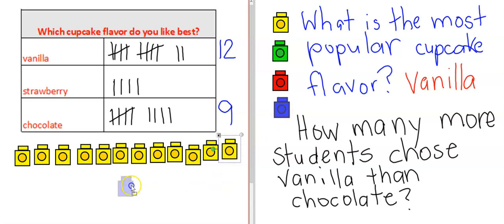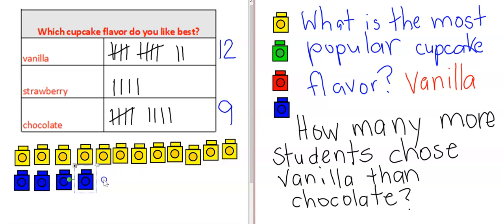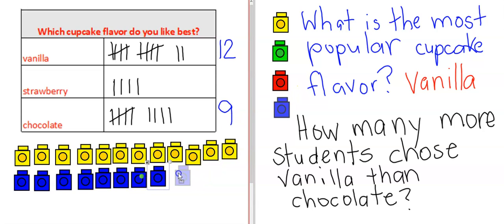Okay, you ready? How many do I need to have? That's right. I need to have 9 of them. So I'm dragging some over. How many do I have? I have 3. So help me count. 4, 5, 6, 7, 8, 9. Okay, so I have 12 vanilla and 9 chocolate.